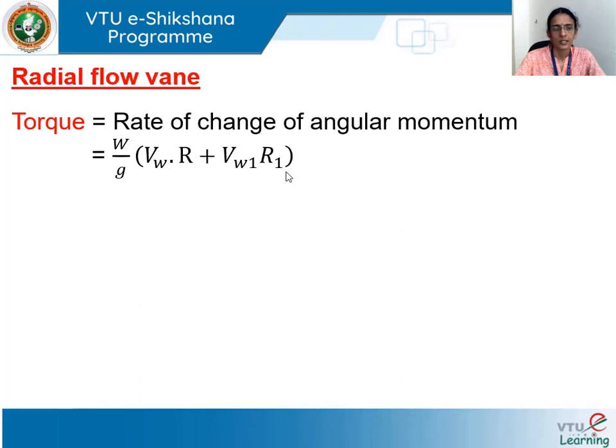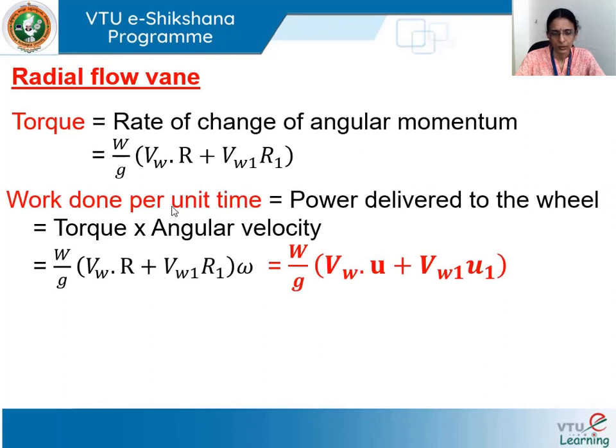Once we calculate torque, the next step is to calculate the work done per unit time, that is the power. We have seen earlier that power is the force multiplied by the tangential velocity of the vane. But when we are talking about rotation, the work done per unit time, or the power delivered to the wheel, is given by torque into angular velocity. Instead of force into tangential velocity, now we are using torque into angular velocity. Torque is W by G into VW R plus VW1 R1. Angular velocity is omega. So, in this expression, you can see these terms R multiplied by omega and R1 multiplied by omega.